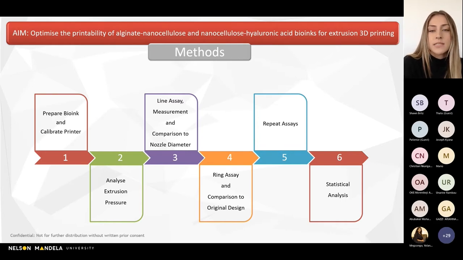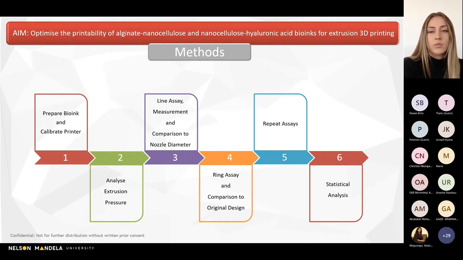The first step in the study is to blend the biomaterials and prepare the bioink, which is then loaded into the printhead. I would then calibrate the printer's axes and analyze the pressure required to push the bioink through the nozzle and create a continuous flow. I would conduct a line assay whereby three lines are printed and then measured under a microscope. These measurements are analyzed for fidelity and uniformity and compared to the nozzle diameter.